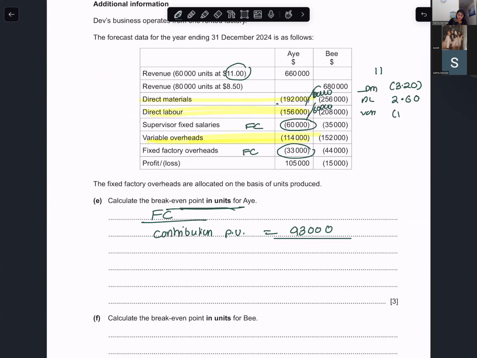So what is the total sales minus this? 8.50 minus these, so contribution per unit is $3.30. So break-even point would be 28,181.81. Okay. So whenever it is point something, you put it to the next unit.